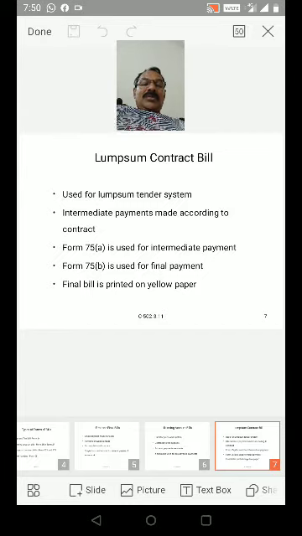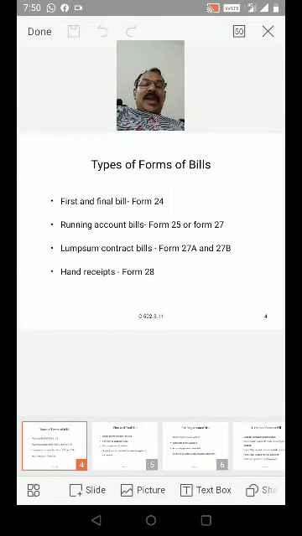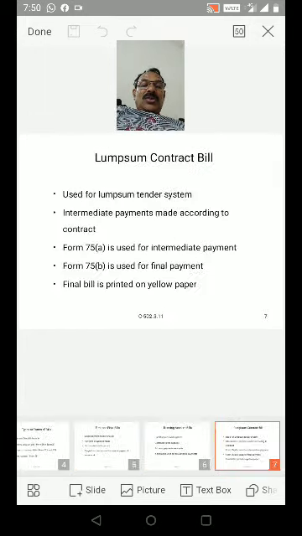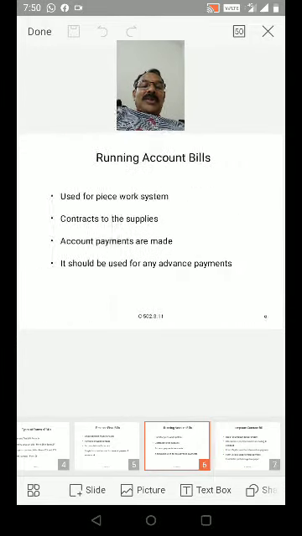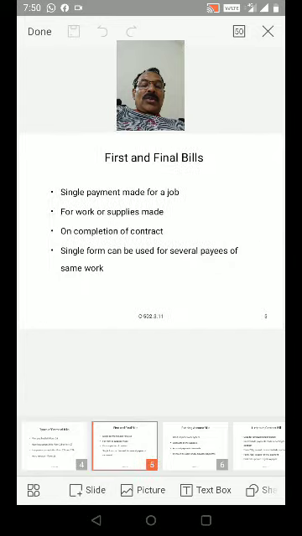Then third one, lump sum contract bill. This is the types of forms of bills. There are four. First one is first and final bill, form 24. Second one, running account bills, form 25 or form 27. Third one, lump sum contract bills, that is form 27A and form 27B.